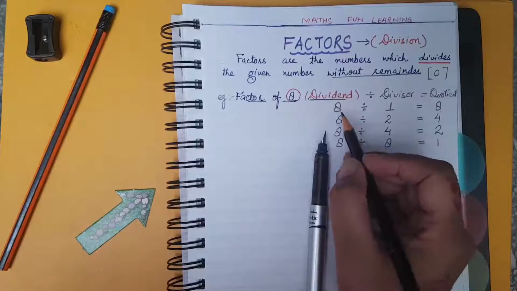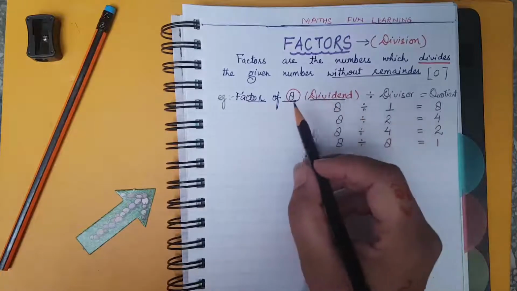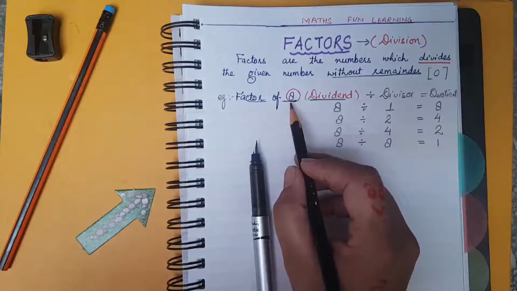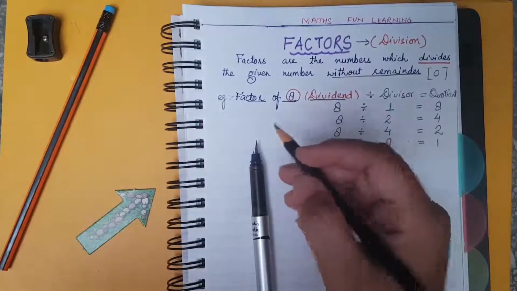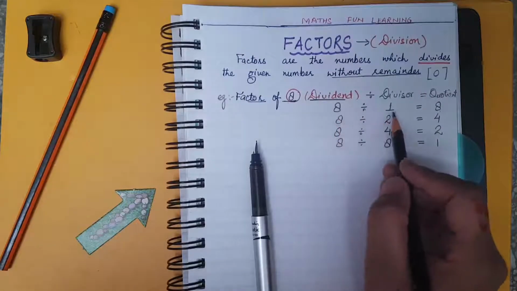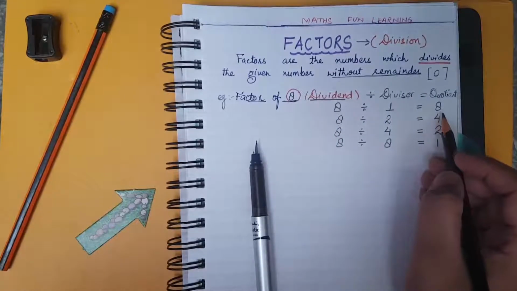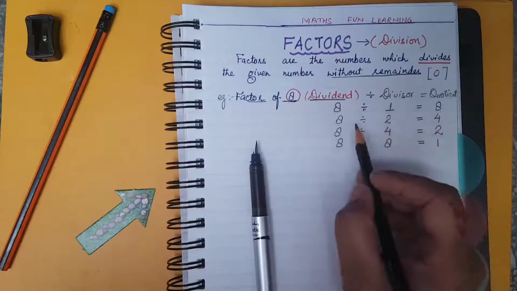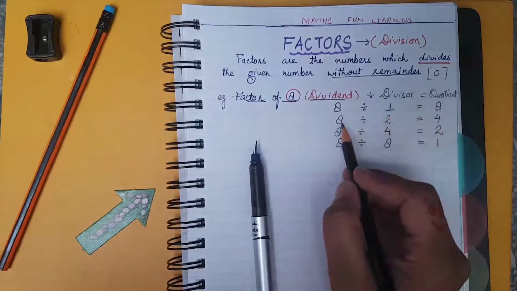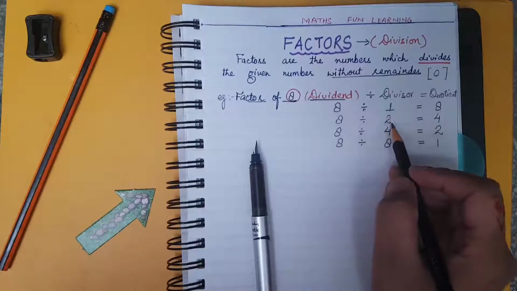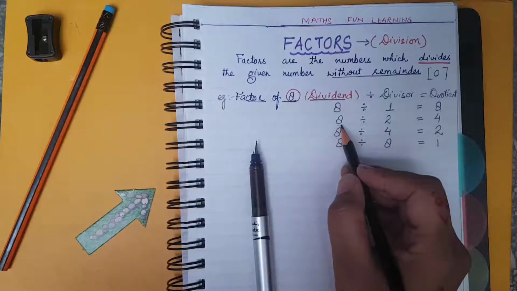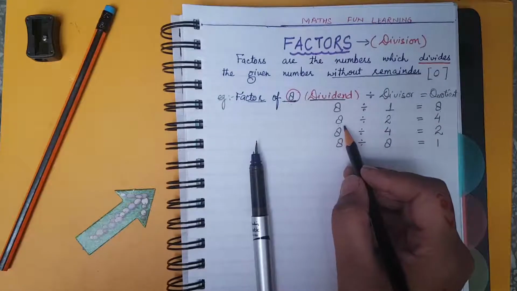One more thing here: from which number do we start dividing? We are going to start dividing any number with 1. So 8 divided by 1, you can see your quotient is 8. So the factors of 8 are 1 and 8. Now let's divide 8 again. After 1 there is a 2. Think about it: can 8 be divided by 2? Yes, 8 can be divided by 2.